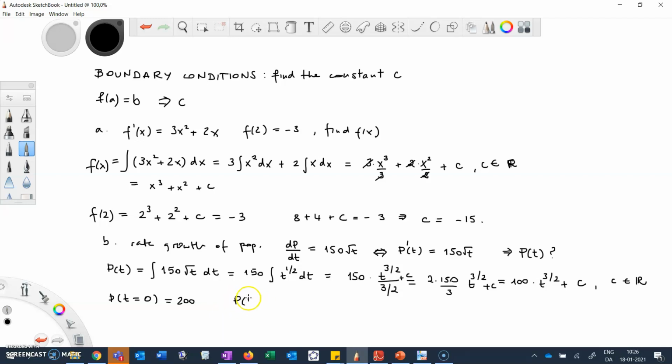So let me rewrite here what the function was. P of t was equal to 100 times t to the power of 3.5 plus c. And therefore, p of 0, which is equal to 200, is going to be equal to 100 times 0 to the power of 3.5, which is still 0, plus c. So it means just that c is equal to 200. And my final function is going to be 100 times t to the power of 3.5 plus 200.